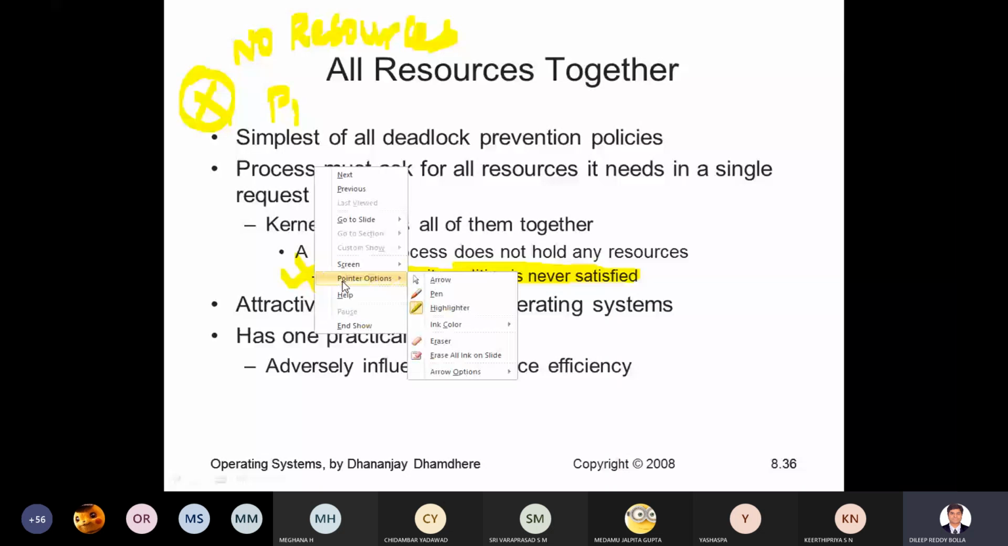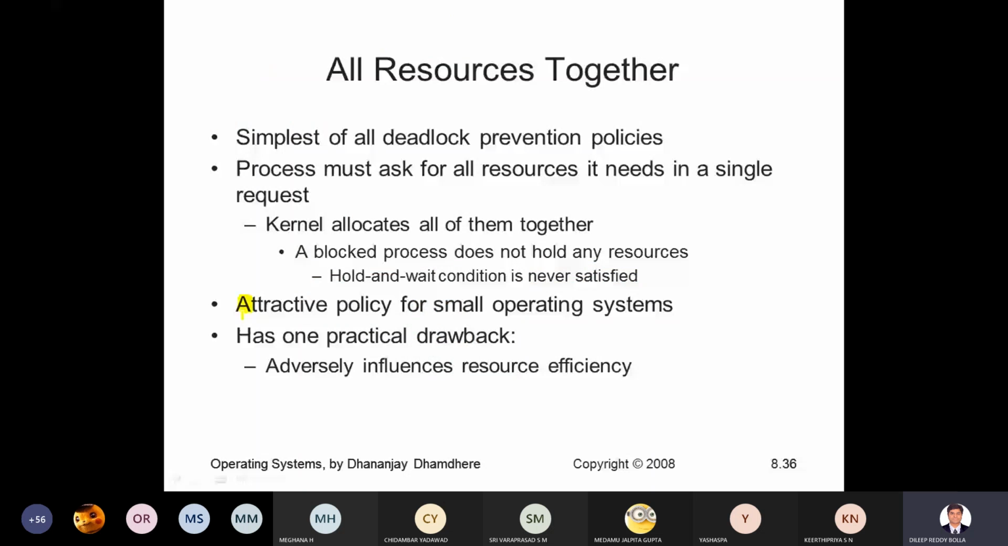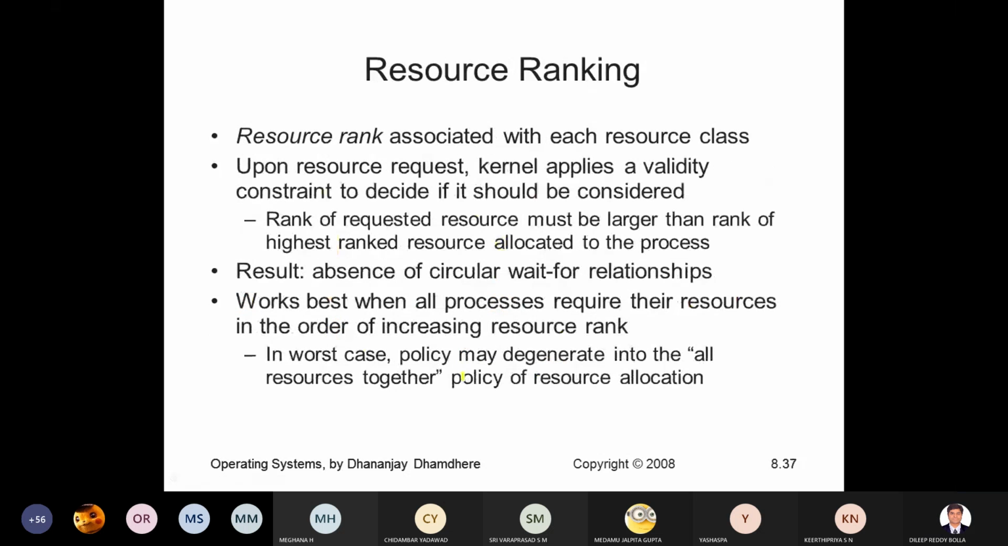So what to do now? We need to have an attractive policy for small operating systems. Right, we do something for smaller things. So for smaller operating systems, we need some kind of policy to make sure that deadlocks are prevented. Okay, and it should work practically. Whatever we talk about should work practically. Is it clear? And it should be effective while allocating the resources.